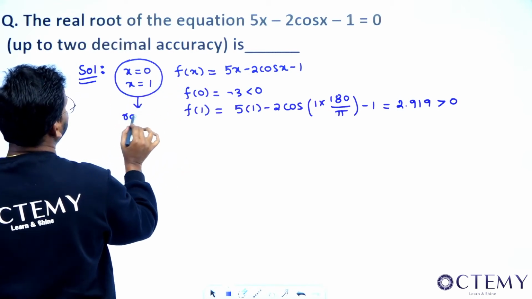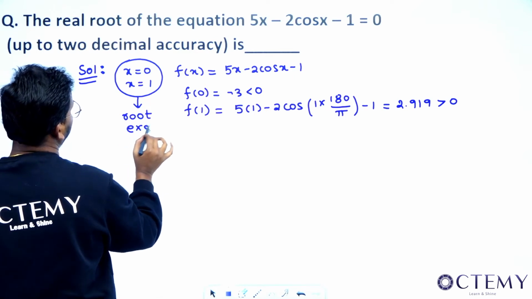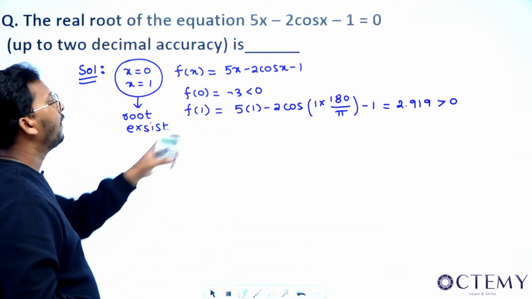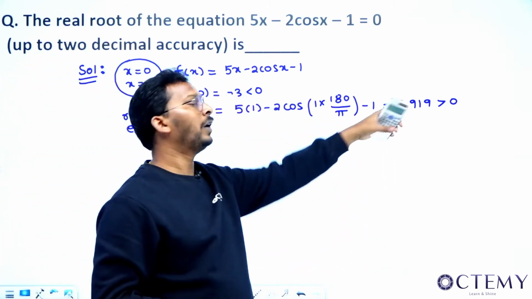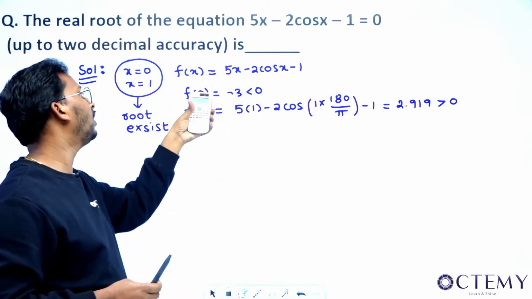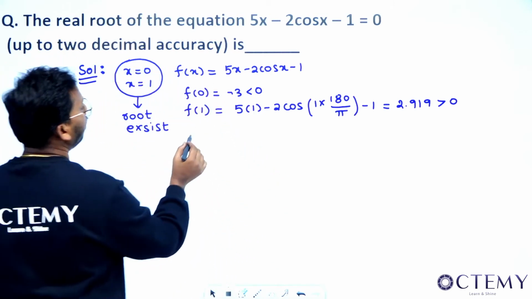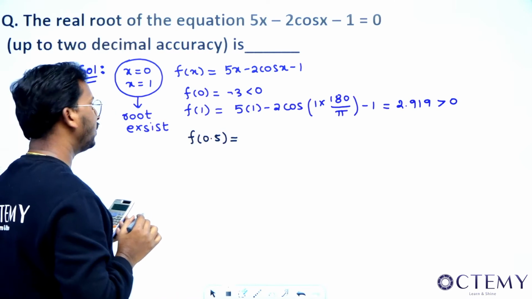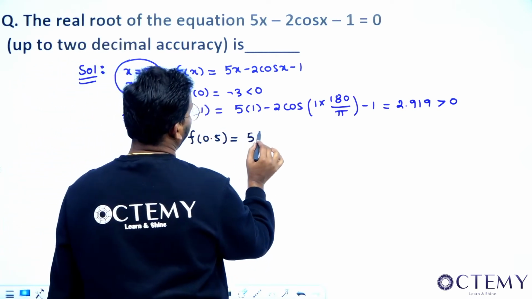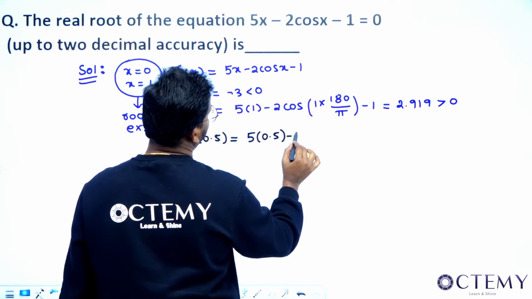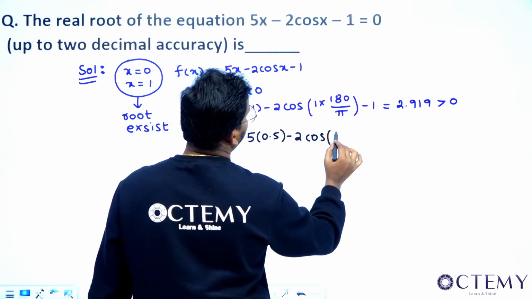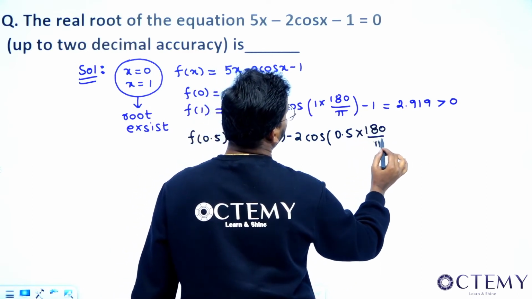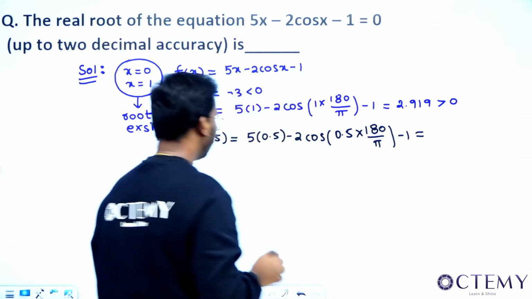Root exists, right? But if you observe something here, this is coming minus 3, this is coming plus 2.3. That means the root is nowhere near 0 or 1. So let me also find f of 0.5. If I find f of 0.5, see, sir, what will that become? That will become 5 into 0.5 minus 2 into cos 0.5 into 180 divided by pi, minus 1. Let us see what will be the value of this.